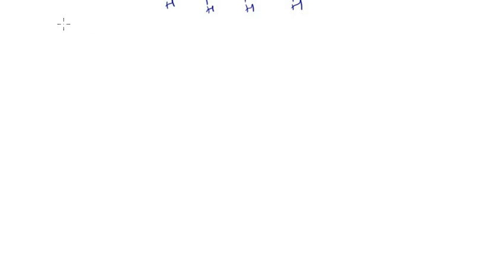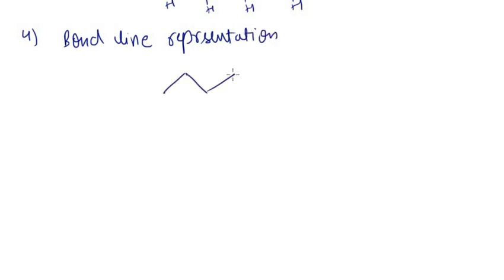Now the fourth is bond line representation. In bond line representation, every corner, every bent, represents a carbon. This is a corner and every bent corner. These represent carbon. Like if we draw C4H8, and the alkene is a terminal alkene.